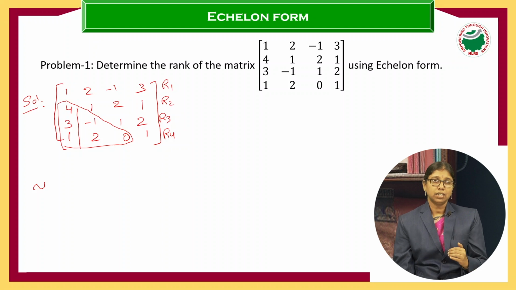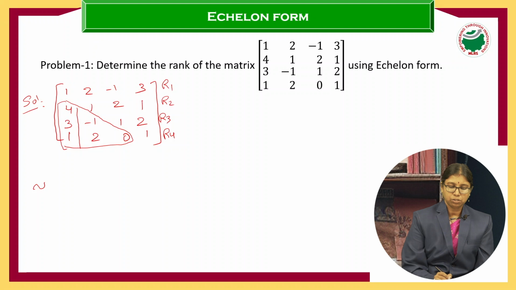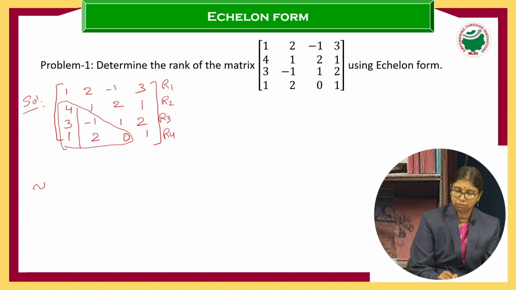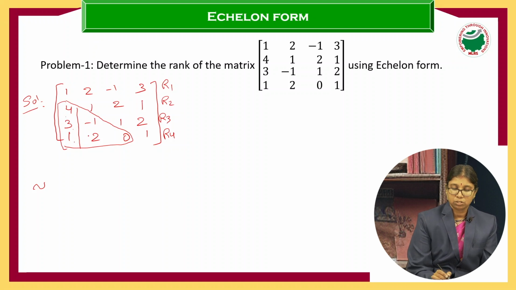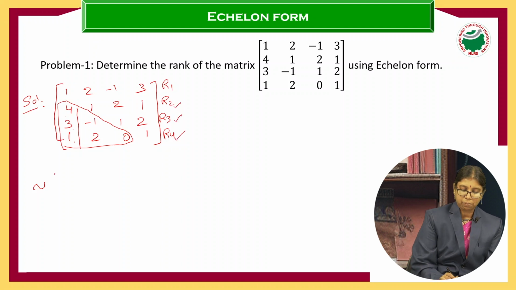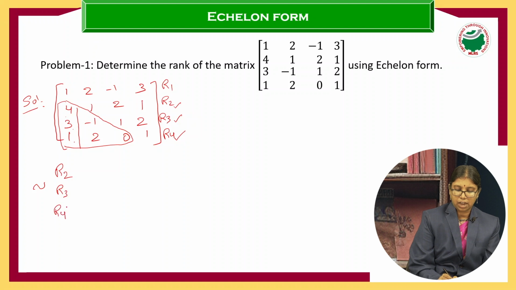We have to convert the values which are in the first column to 0. That means which rows do you have to change here? I have to convert 4, 3, 1 to 0. So I have to change R2, R3, R4. So here the row operations are for R2, R3, R4.